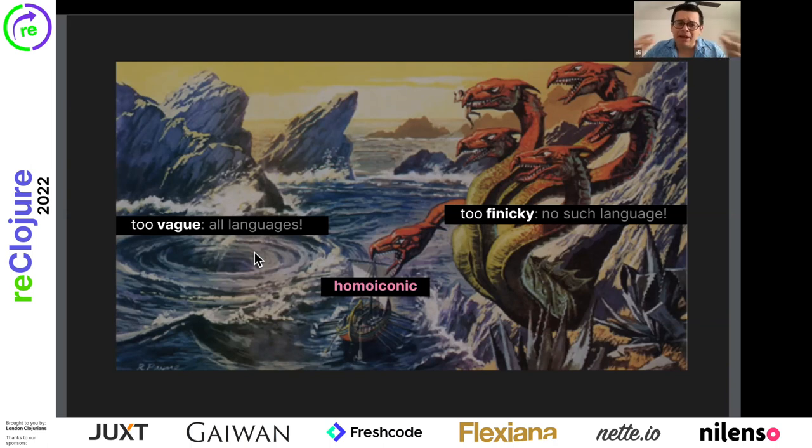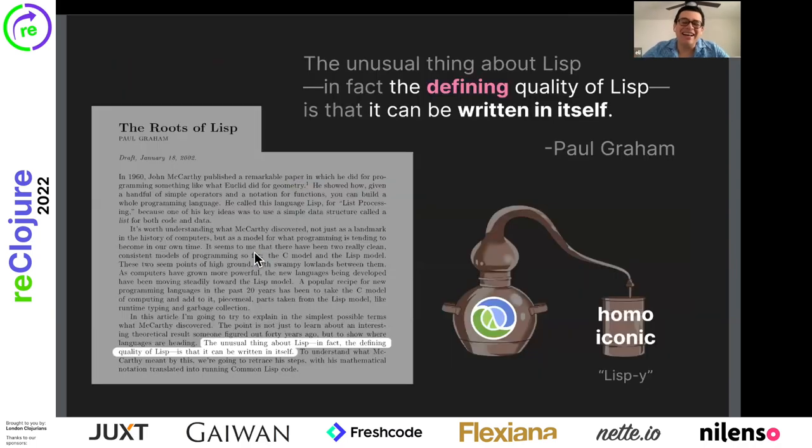And you might as well ask, why bother? And the reason why, I think, is explained in this essay by Paul Graham, Roots of Lisp. Basically, the unusual thing about Lisp, its defining quality, is that it can be written in itself. So it's almost as if we took Lisp and distilled it, and came out with a word, but Lispy is too vague. So we came out with homoiconic, and now it's our task to understand what it is, okay?